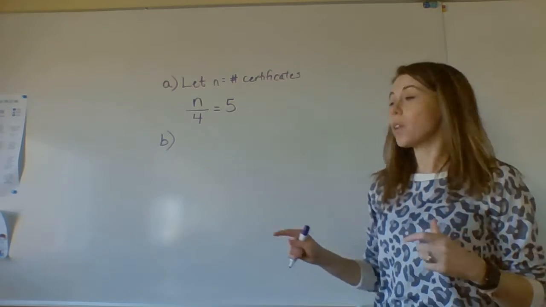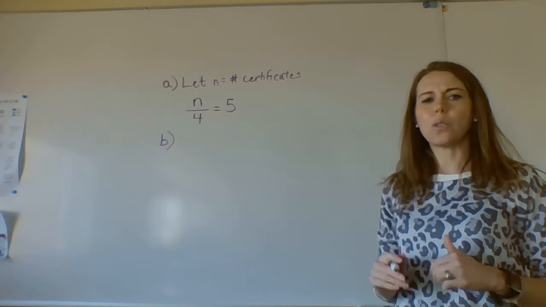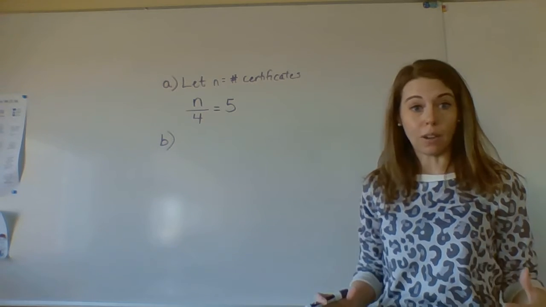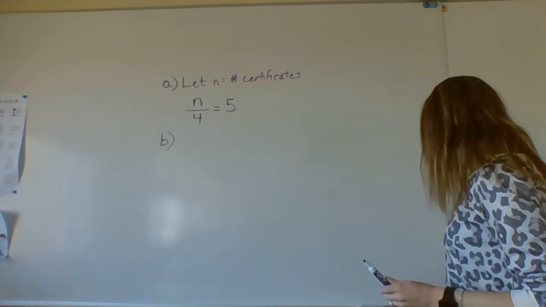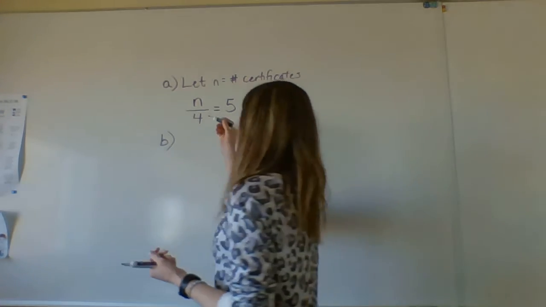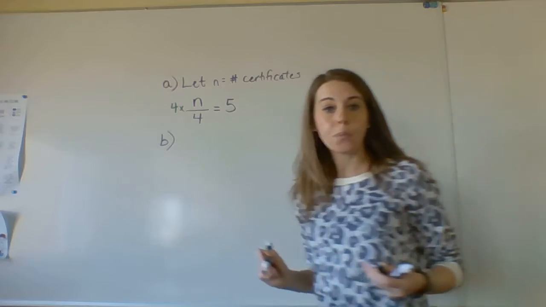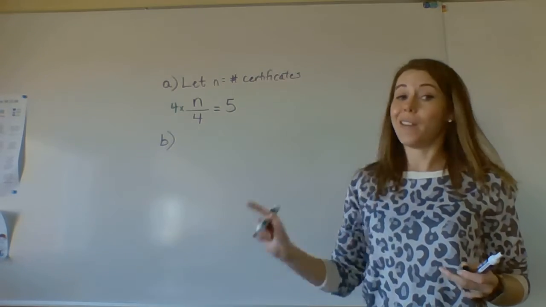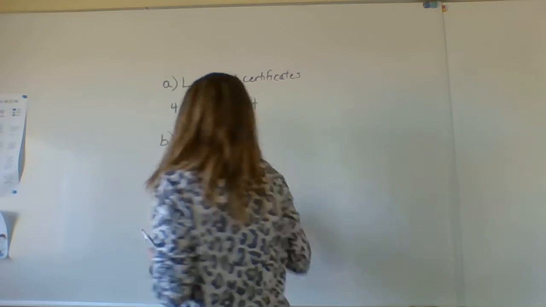And so I know that that fraction line means divide. So I need to do the opposite of dividing. And the opposite of dividing is multiplication. So the way that I often write this is I'm going to multiply this side by 4. And what I do to one side, I always have to do to the other. So this side is also going to be multiplied by 4.